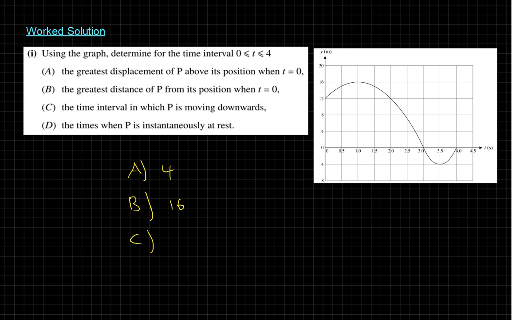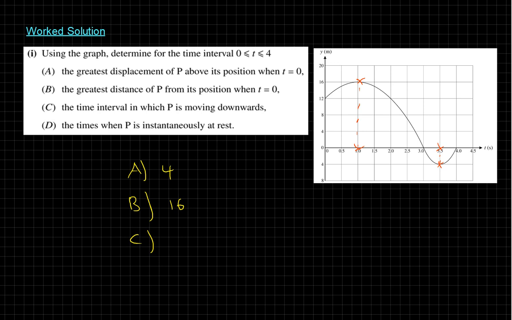What is the time interval in which P is moving downwards? Well, seeing as this is displacement-time, moving downwards simply corresponds to the displacement decreasing. So here it's going up, it's going down here, and then here it starts going up again. So it's effectively the time between these two points, correspondingly between 1 and 3.5.